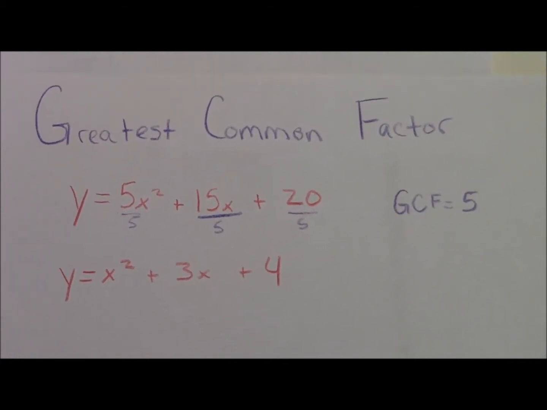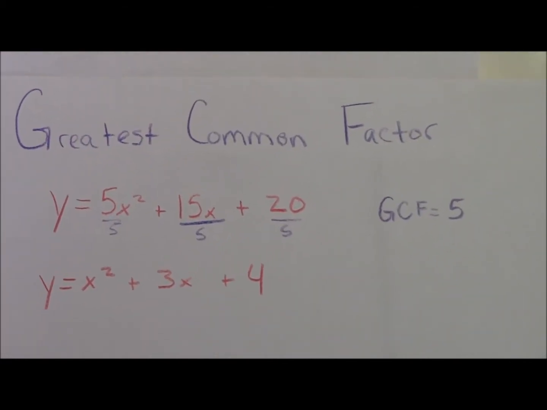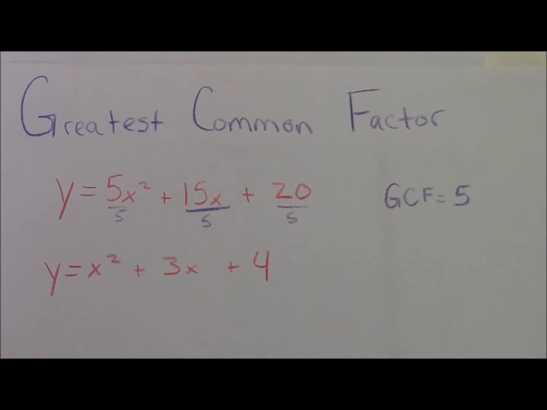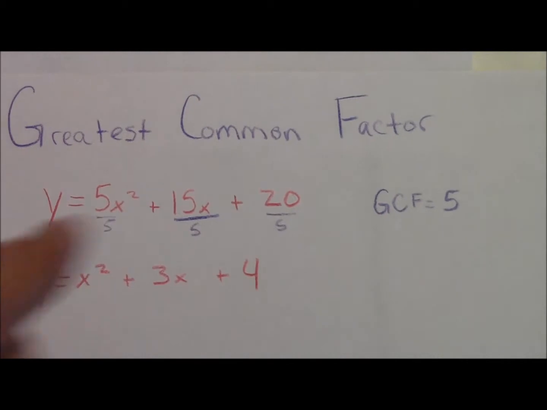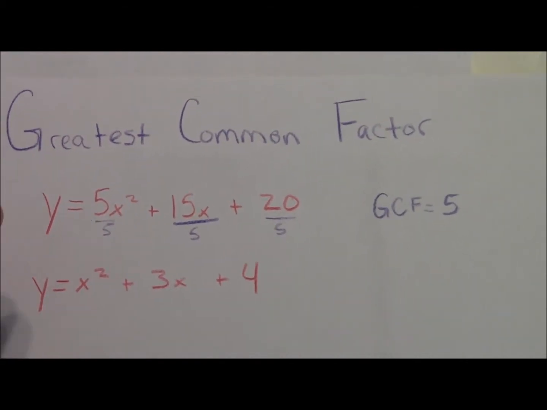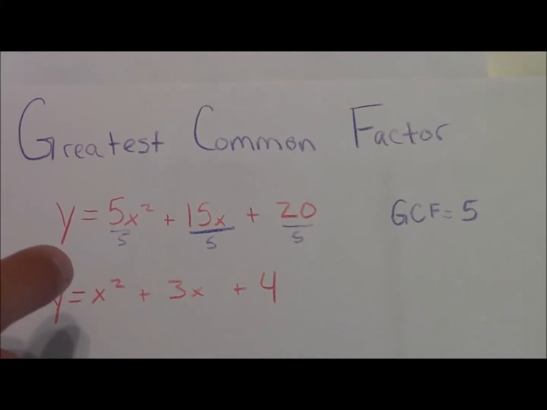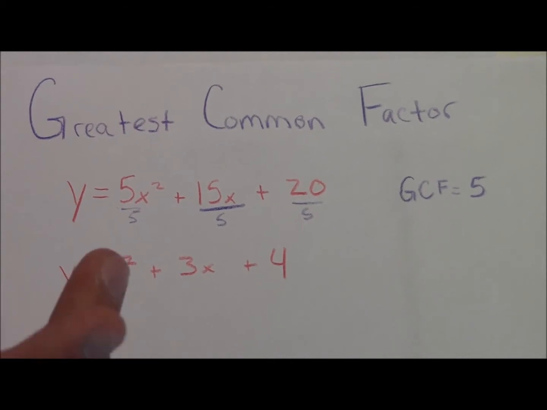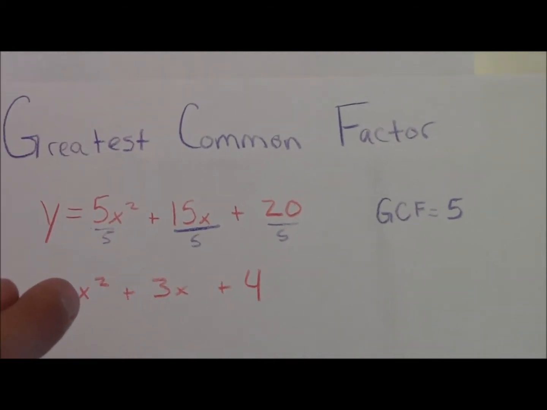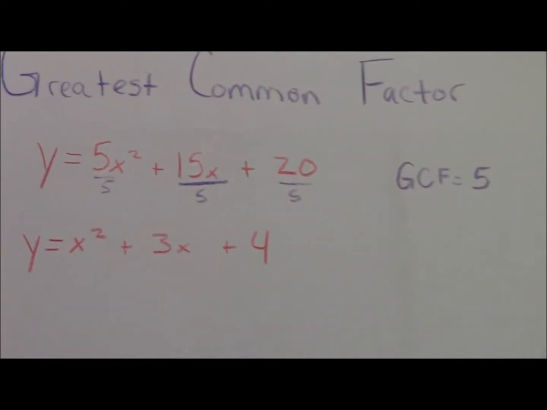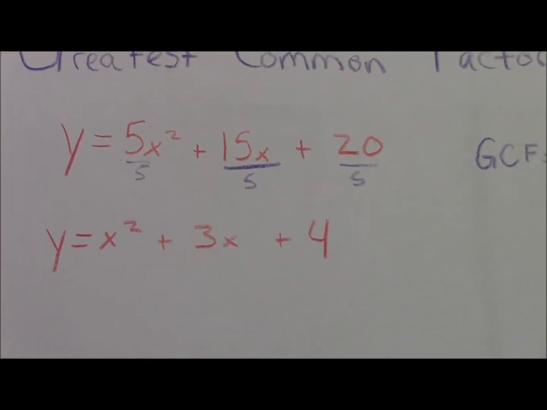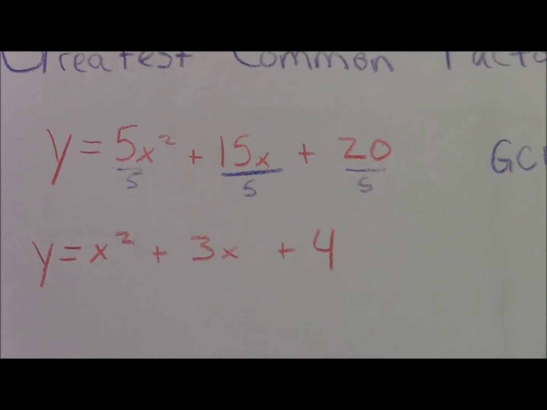Next up is greatest common factor, which for this equation, y equals 5x squared plus 15x plus 20. If you look at all of the numbers here, you can tell that 5 is a common factor in all of it. So to easily get to the final answer, all you have to do is take out the greatest common factor of all of these numbers, and you're left with y equals x squared plus 3x plus 4.